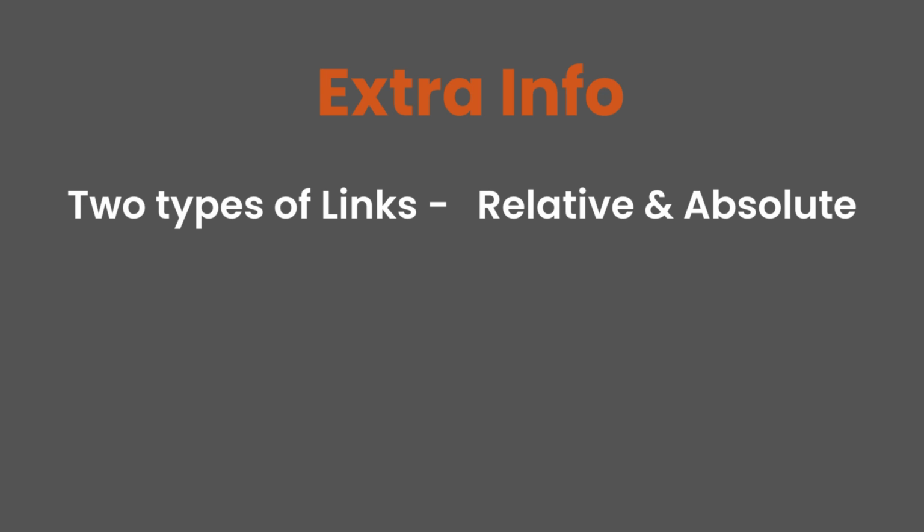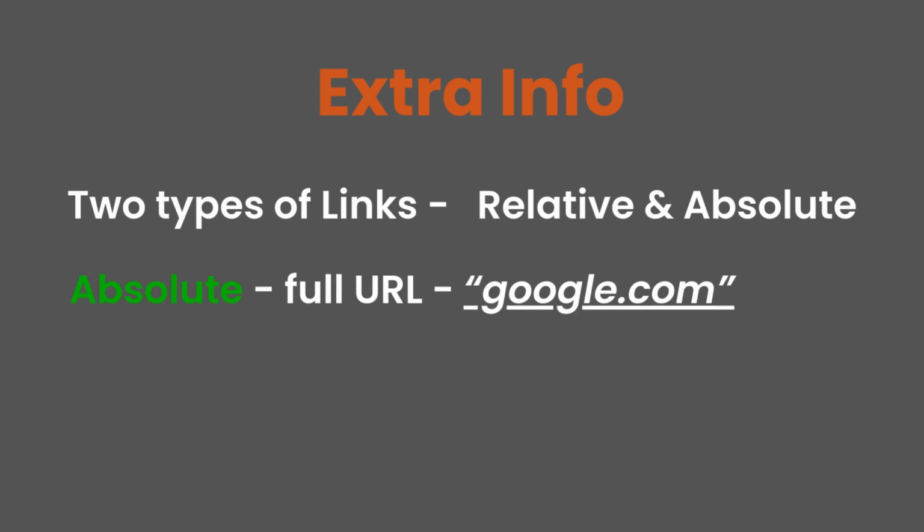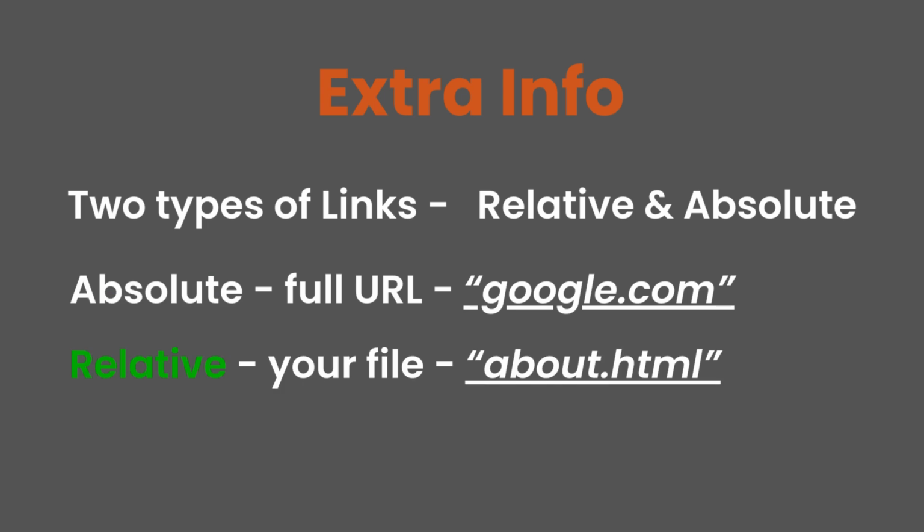Here's a bit of extra information. There are two types of links, relative and absolute. An absolute link is the full URL, like google.com. A relative link points to a file within your project, like about.html. Use absolute links to connect to external sites and relative links to navigate within your website.